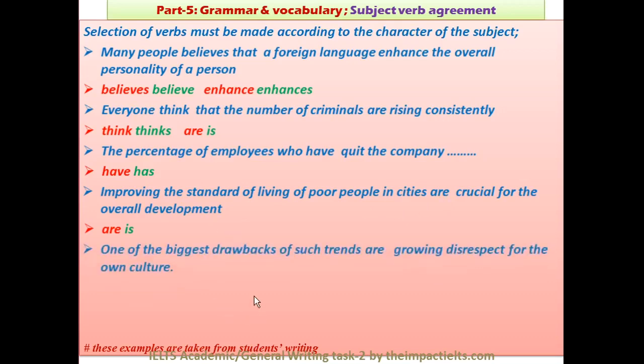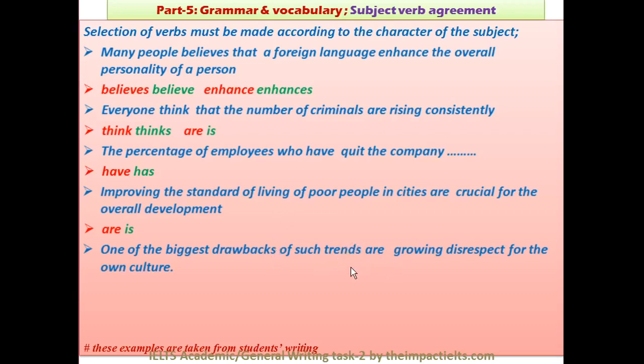Next is, again, a very common mistake made by candidates. One of the biggest drawbacks of such trains are growing disrespect for the own culture. So one of the biggest drawbacks of such trains, so this is the subject. This is known as a subject phrase. The subject can have more than one word. There can be a clause, there can be a phrase. So one of the biggest drawbacks, you can see here the drawbacks, you can see here trains, and then there are.